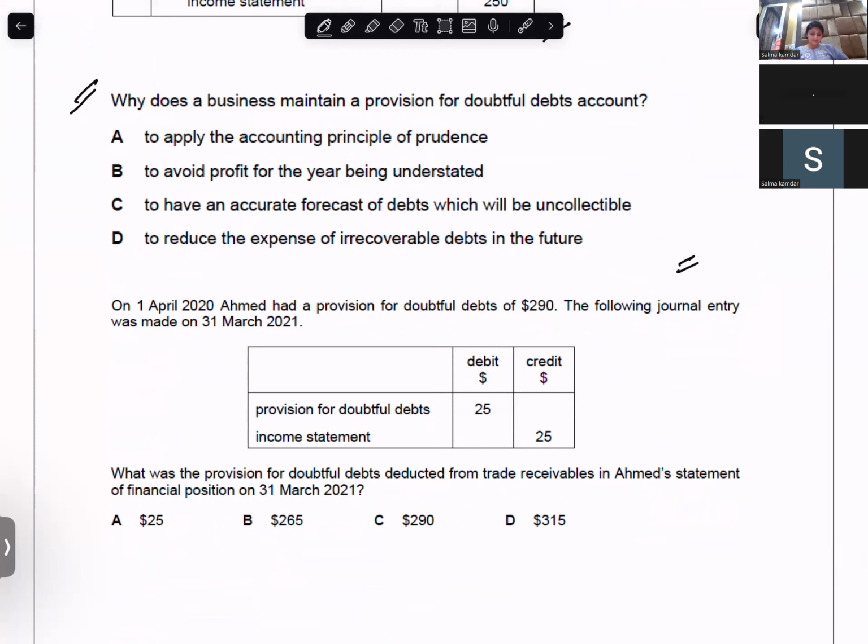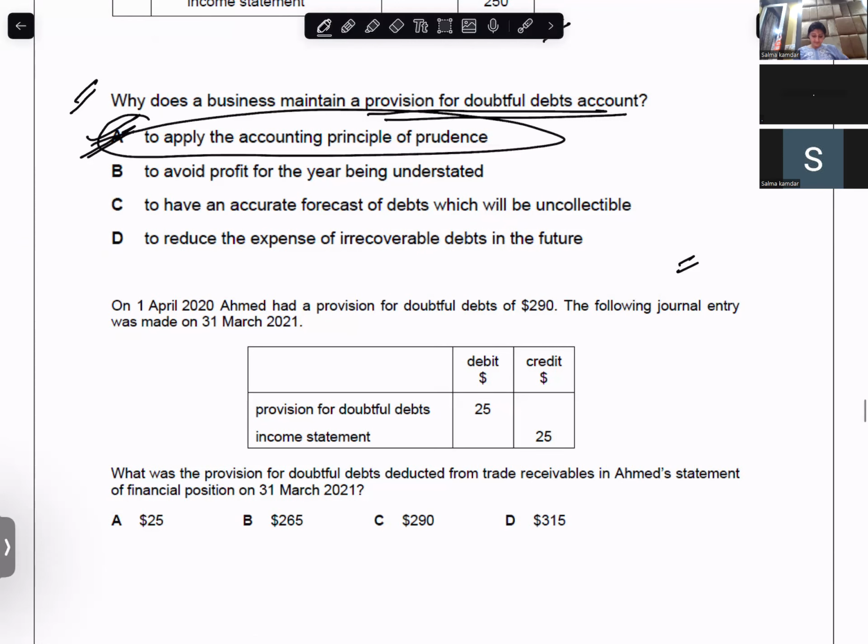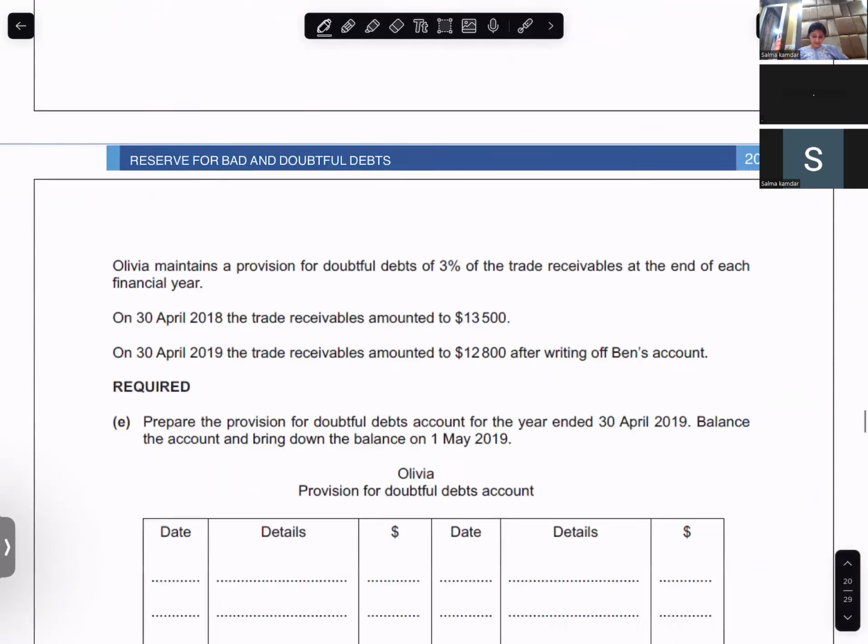Why does a business maintain a provision for doubtful debts account? To have an accurate forecast of debts which will be uncollectible. No. Then it will be D, right? No. To apply the principle of prudence. Okay, miss. Come on, do this.